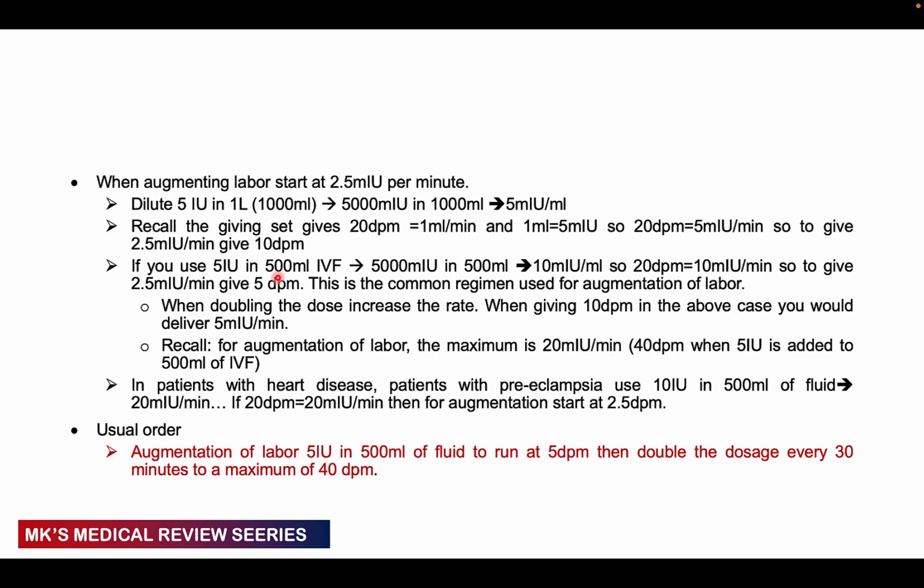So this is the common regimen that we use during the induction as well as the augmentation of labor. Remember that when we're doubling the dose, we are going to increase the drop rate. And so we're going to increase from 5 drops per minute to 10 drops per minute to 20 drops per minute to 40 drops per minute. So the maximum that you're giving should be 20 milli international units.